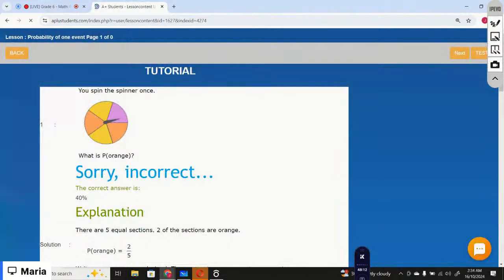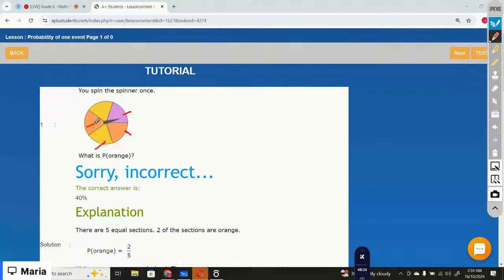You spin the spinner once. What is the probability of orange? So let's look at the spinner carefully. The spinner has a total of one, two, three, four, five portions, right? How many of them are orange? Two of them are orange. So the probability of orange is 2 out of 5. That means you have two pieces that are orange. The total pieces on the spinner are 5. So that is 2 out of 5. Got it? The correct option is 2 out of 5.